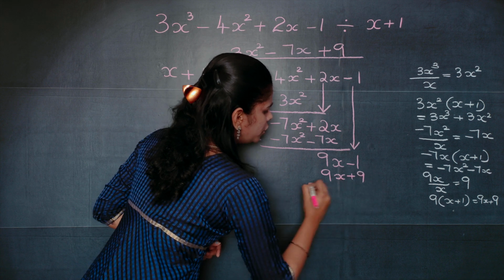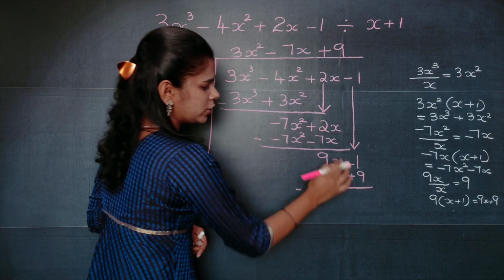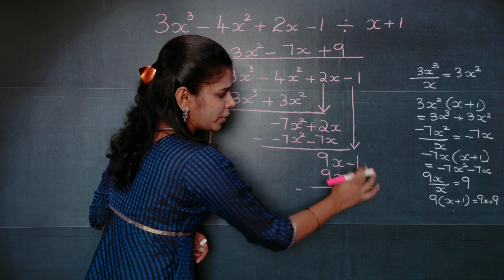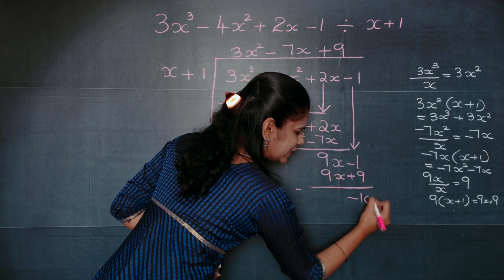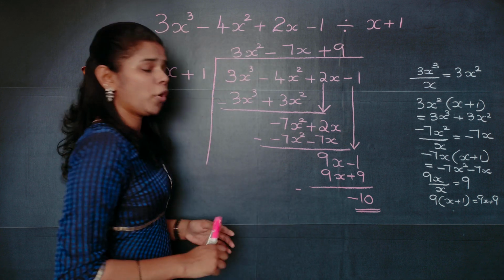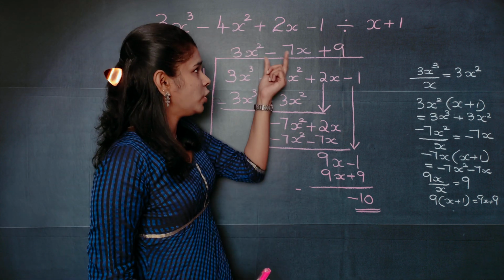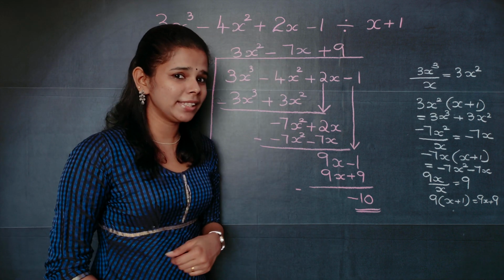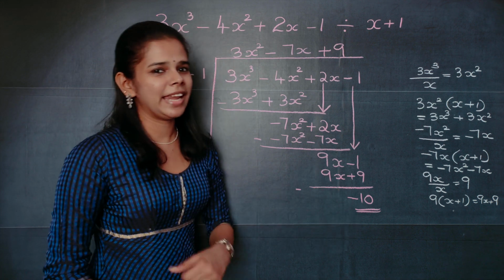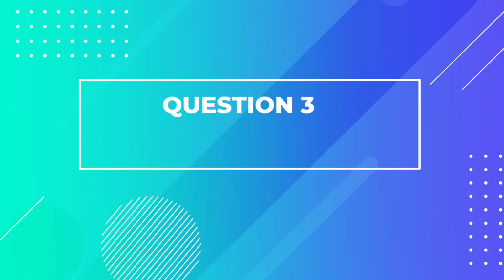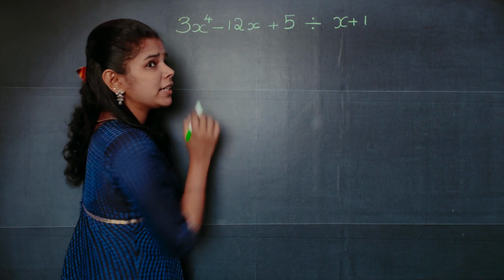So now you should subtract. So when you subtract here, you will get 0. Negative 1 minus 9 will give you negative 10. So in this polynomial division, you have the quotient 3x square minus 7x plus 9, and then the remainder is negative 10. In this question, you can see some powers are missing.